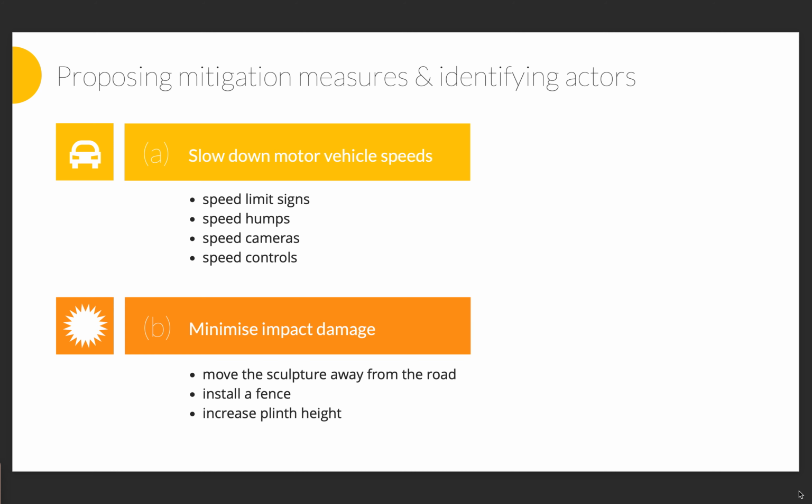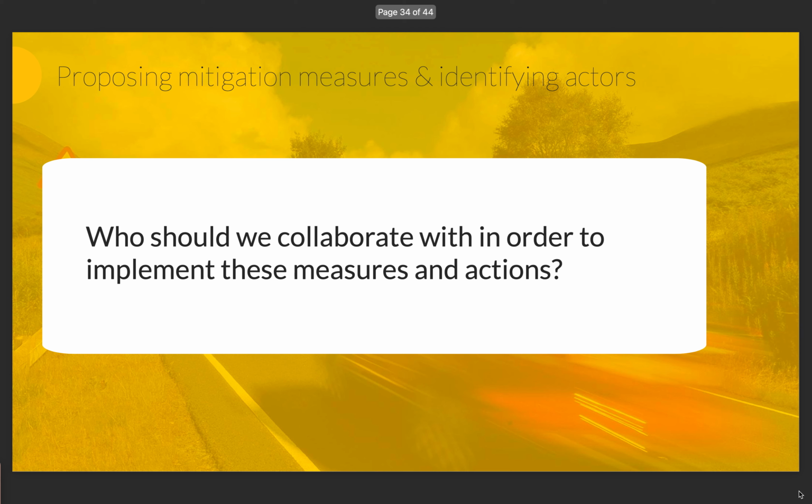Another option would be to install a fence along the road, or yet another option, to install the sculpture on a high or a higher cement plinth. But these 2 interventions again have some limitations because they could have a negative effect on the visual experience of the artwork. The second question was, who do we need to collaborate with in order to implement these measures and actions?